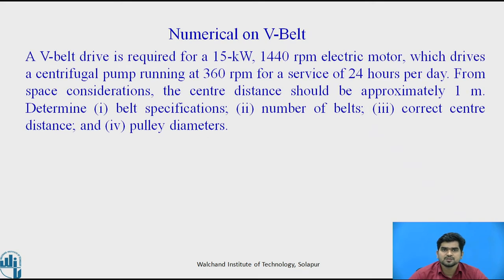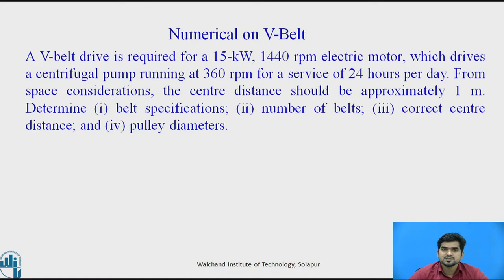So this is the problem statement. A V belt is required for 15 kilowatt power, having a speed of 1440 rpm, from an electric motor which drives a centrifugal pump running at 360 rpm, for a service of 24 hours per day. It means we have to convert the speed from 1440 rpm to 360 rpm, on which the centrifugal pump is mounted. So here the application is centrifugal: we have to run the centrifugal pump from the electric motor.